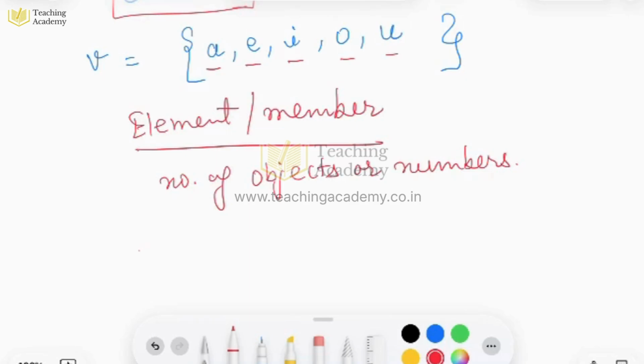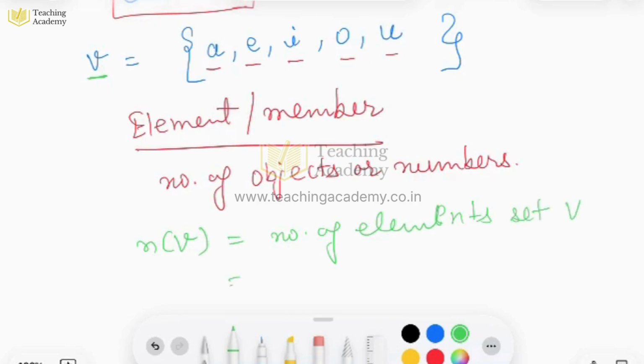Another thing is, when I write something like n(V), I used a vowel here and I denoted it with V. So here I'm writing n(V). That means the number of elements lying in set V. So how many numbers can we see here? We can see 1, 2, 3, 4, 5. So there are 5 members in this. So that means the number of elements in V is 5. This is how we write the number of elements in a set.